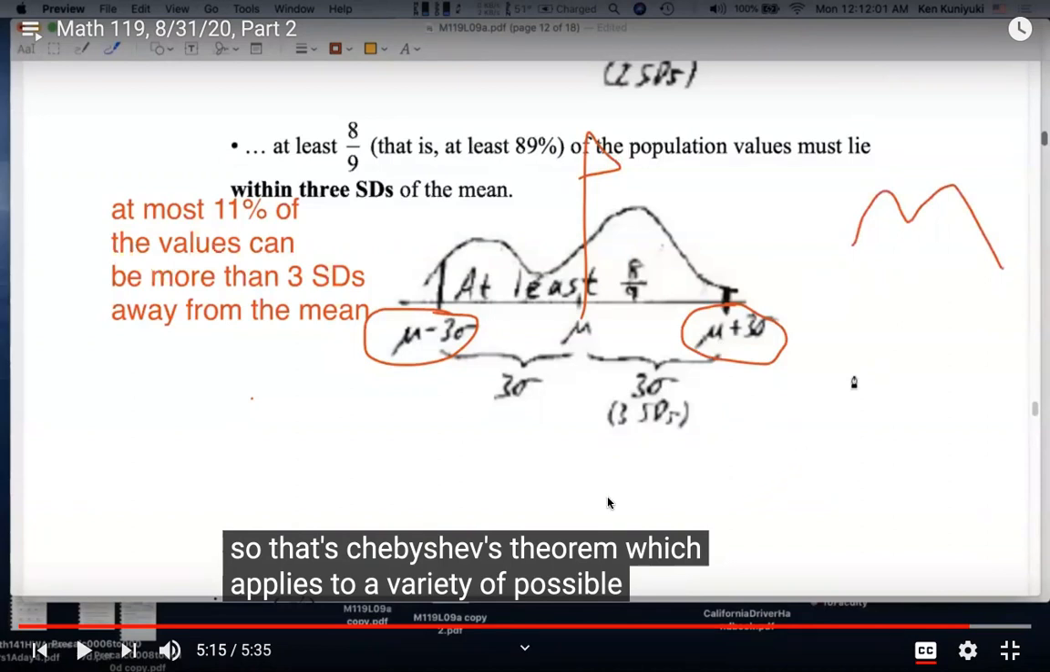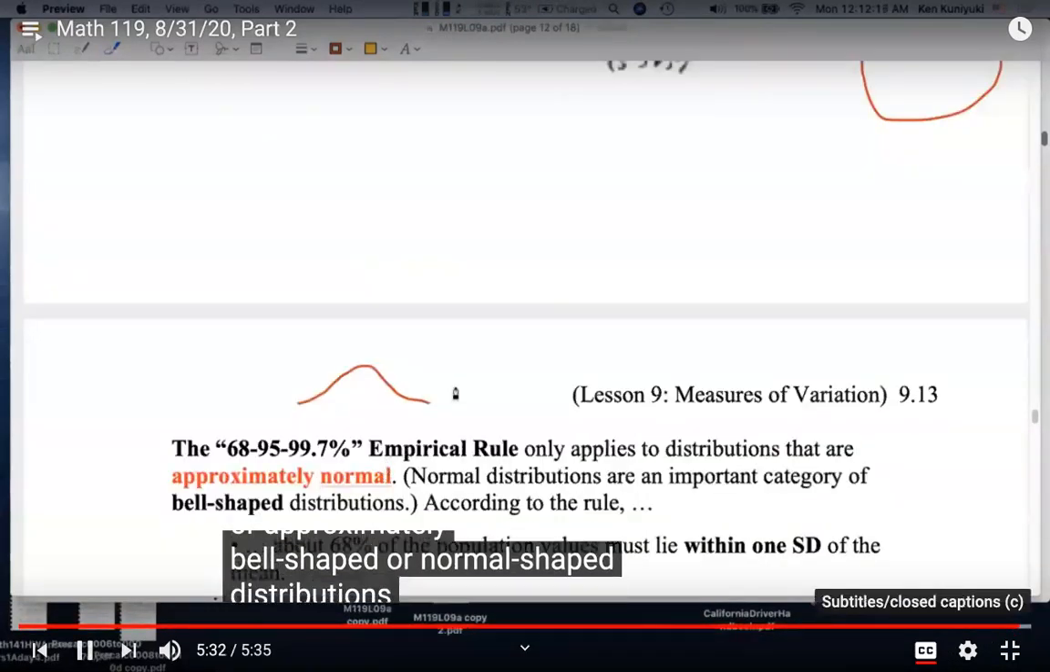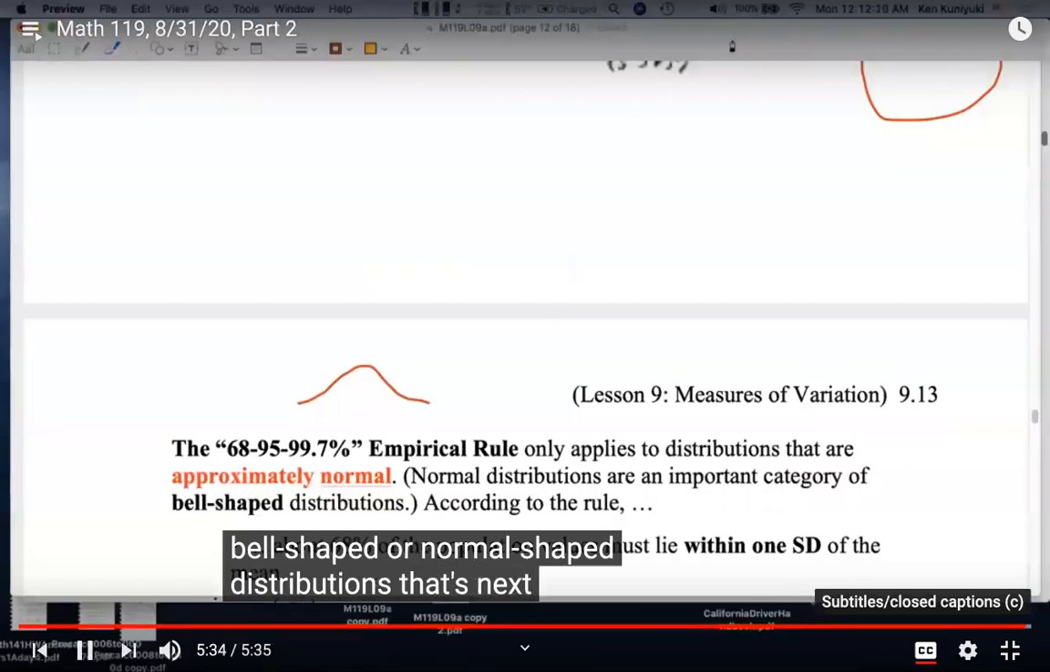Any other questions? The empirical rule applies to bell-shaped or normal-shaped distributions. That's next time.